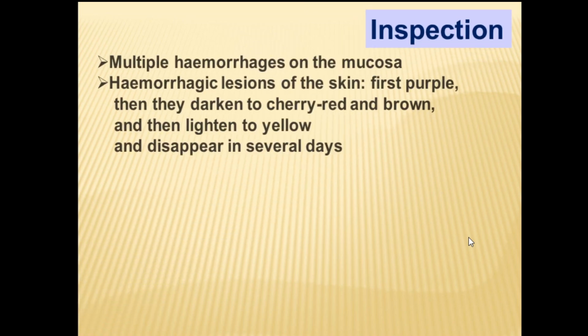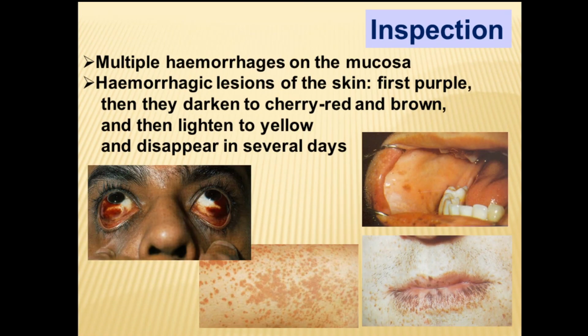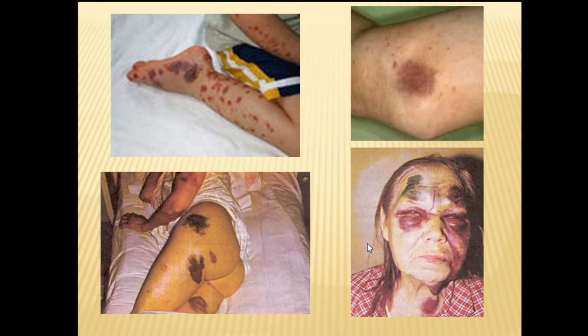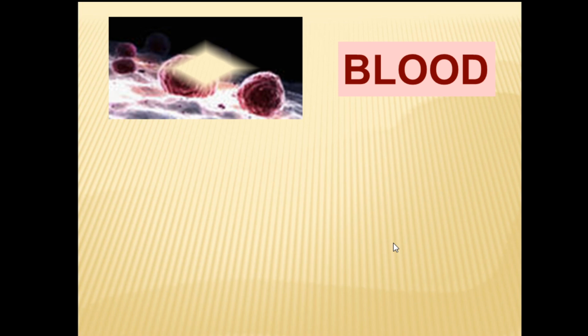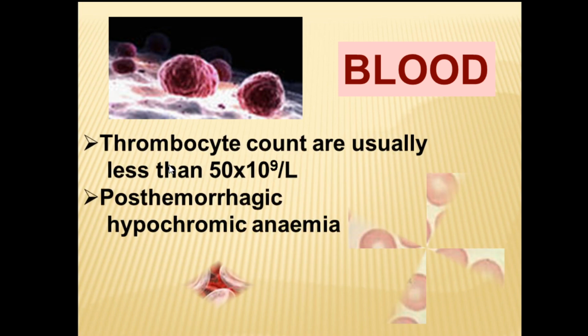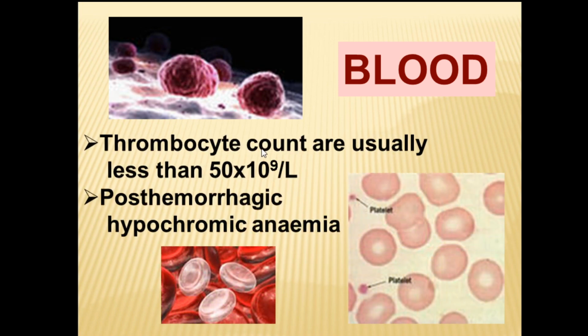On inspection, we can see multiple hemorrhagic spots on the skin and mucus, which appear without any provoking factors. The patient sleeps and gets up with blood. Blood analysis is the main method. Examination will reveal a decreased level of thrombocytes and, as a result, post-hemorrhagic hyperchromic anemia.